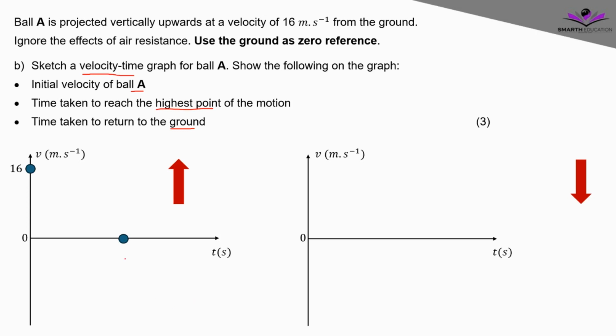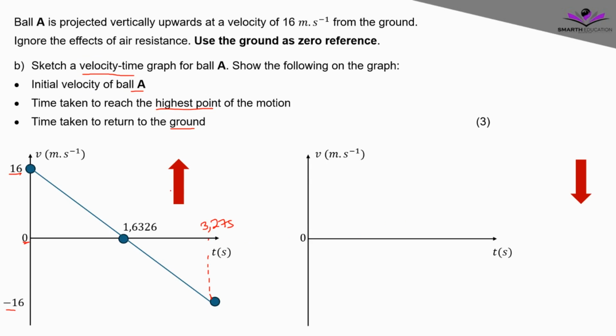Now this is the maximum point, where the velocity is 0. This is velocity, and the time to reach the maximum height is 1.63. When it reaches the ground again, the velocity will be negative 16 meters per second, the same as this one. The magnitude will be the same, but with different signs. You can see our graph is decreasing, and then you can indicate your time there, which is 3.27 seconds.